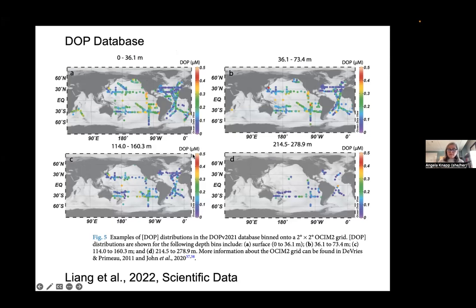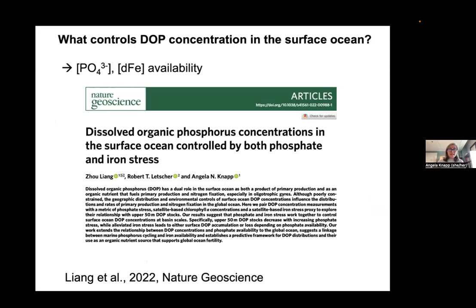And using this newly published data set, what Zhou has been able to do is try and understand what controls surface ocean DOP concentrations in the global ocean. Because our hypothesis is that DOP is really important as a phosphorus source for phytoplankton in the oligotrophic gyres, right? And that's based on a lot of work that a lot of people have done for the past 20 years, right? But we haven't had the global scale data sets to really evaluate this.